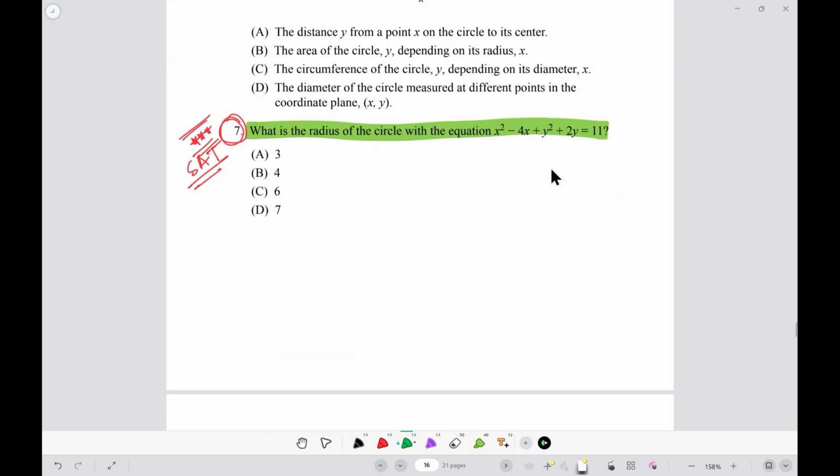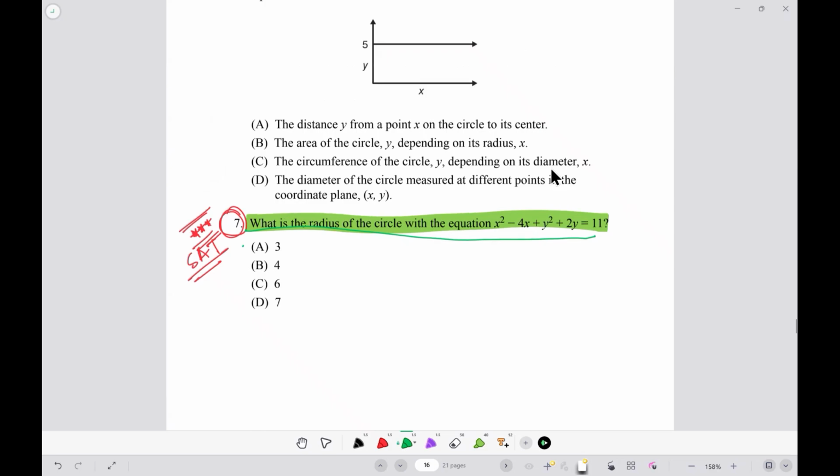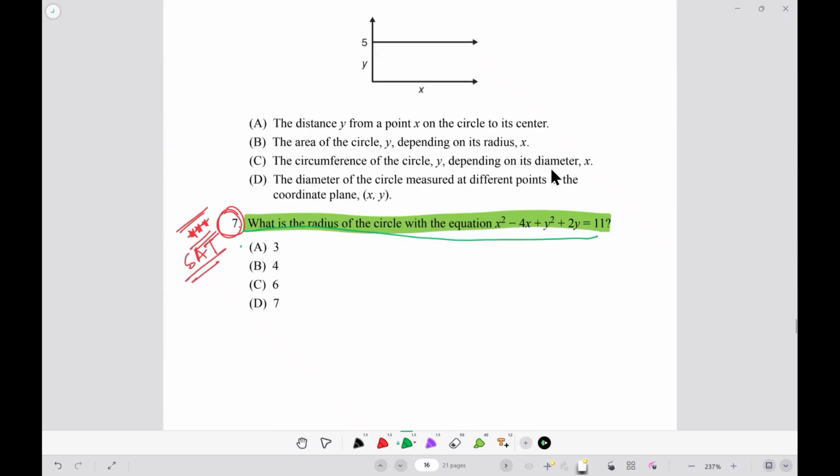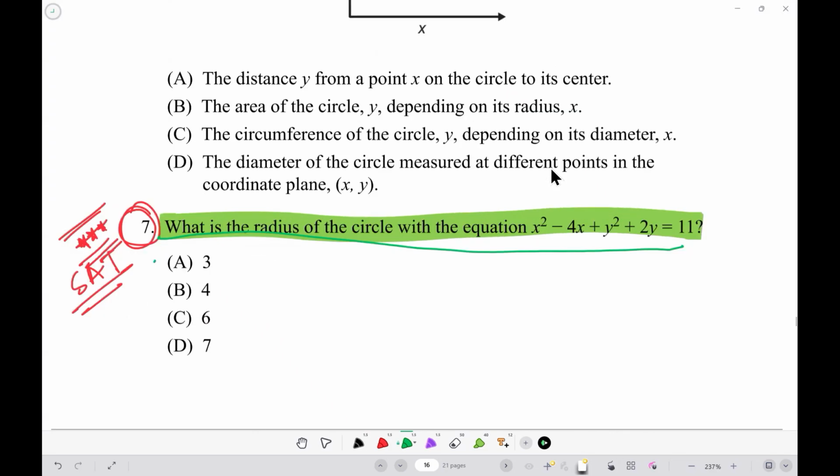They're just telling us that we are given an equation like this.